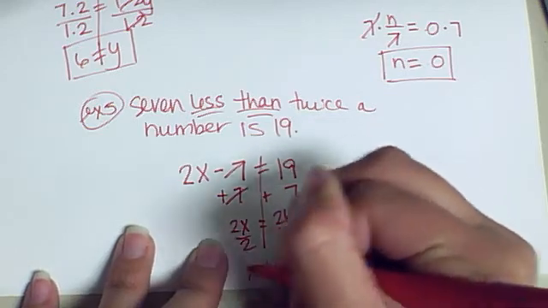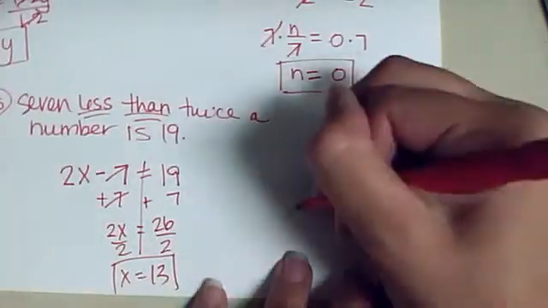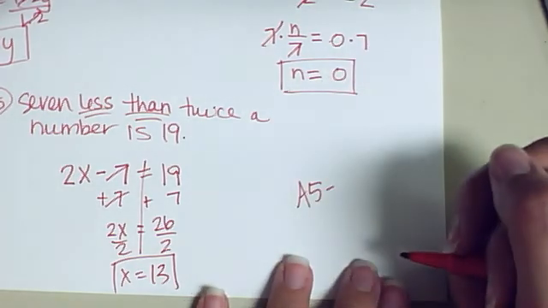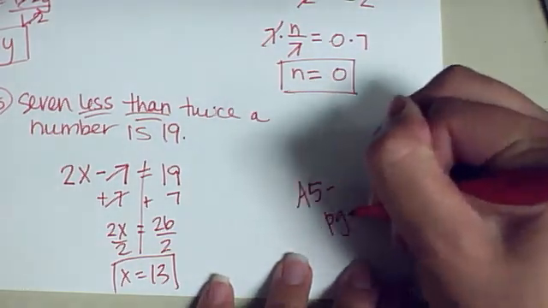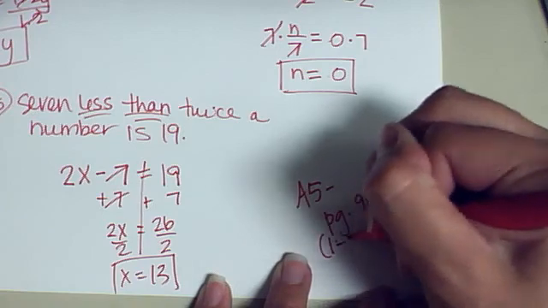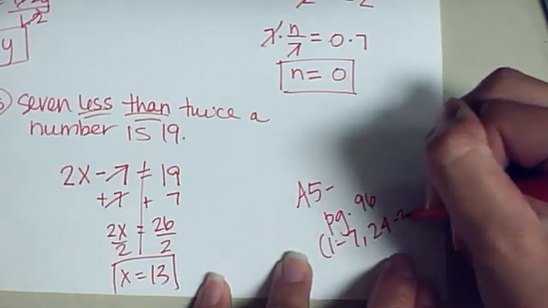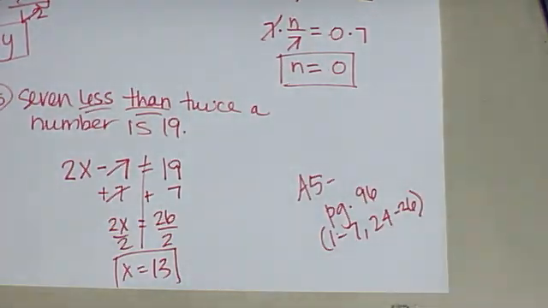X equals 13. This is assignment number 5, the 5th assignment you've been given. And it comes from page 96. And you're going to do numbers 1 to 7 and 24 to 26. Good luck, and let me know if you have questions.